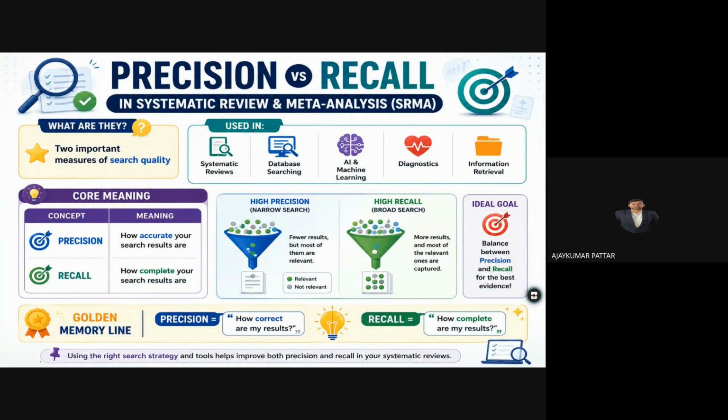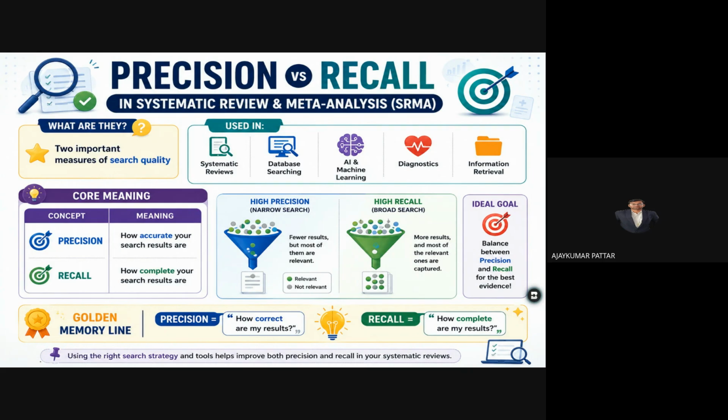Now the concept starts. Before starting the search strategy, there is a concept called precision and recall. We need this particular concept because it is important for search quality. Generally this concept is used in systematic review, in AI also, sometimes for diagnostic purposes also, and in information retrieval. What are precision and recall?